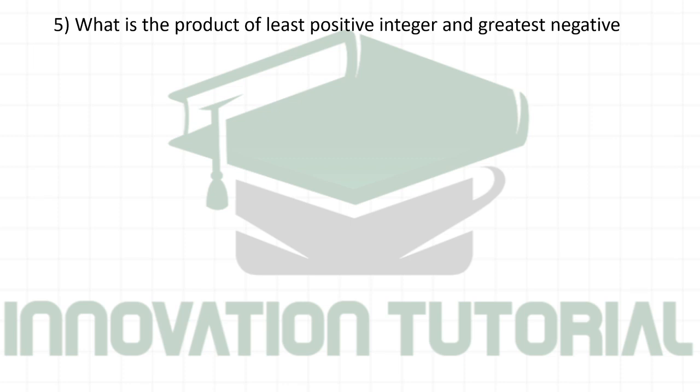So let's move on to the next question. I'll explain again that any number divided by 0 does not exist. If we divide any number by 0, we do not get any answer.